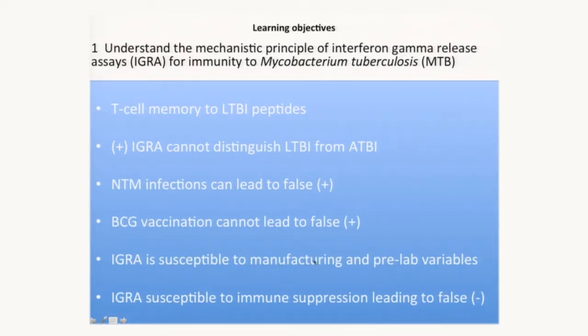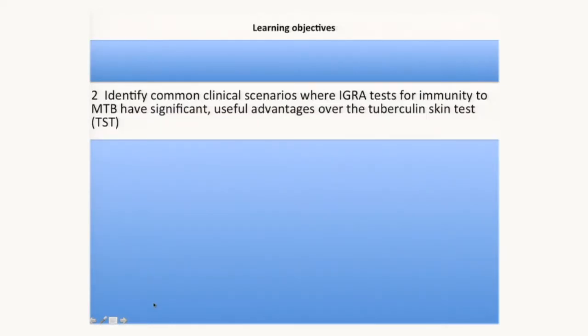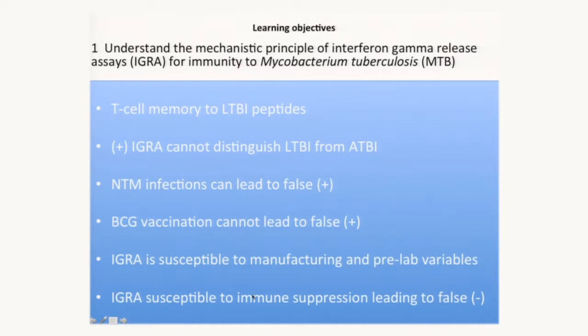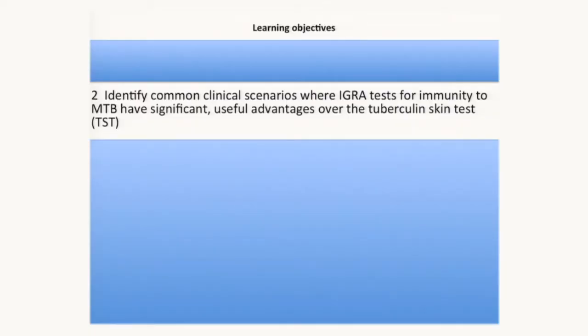It's susceptible to manufacturing and pre-lab variables, just like the skin test, and we're going to come to this, it's also susceptible to immune suppression leading to a false negative. So you can still have an okay mitogen response and get a false negative here if you're immune suppressed, because it does depend on immune reactivity. So what are some situations where it's useful?